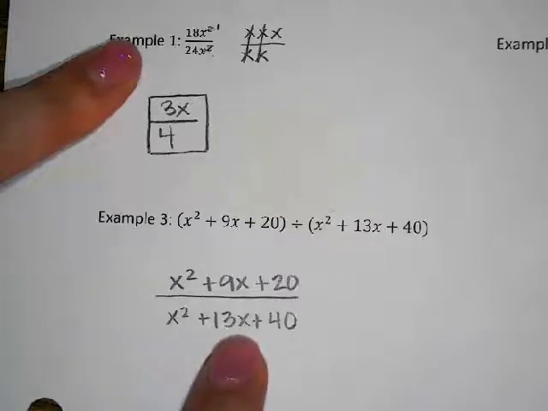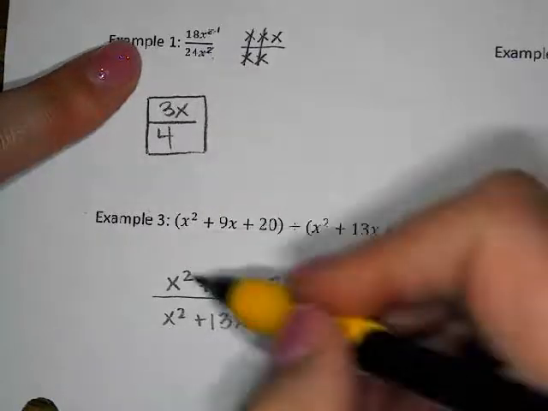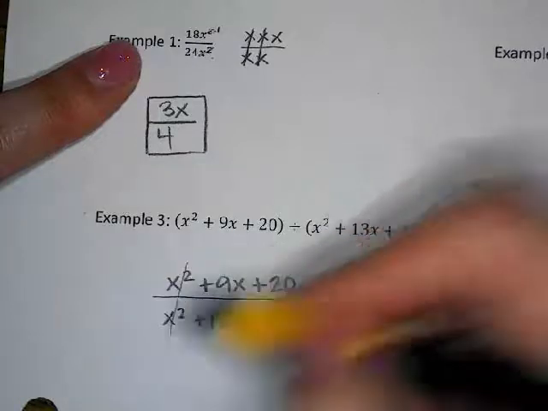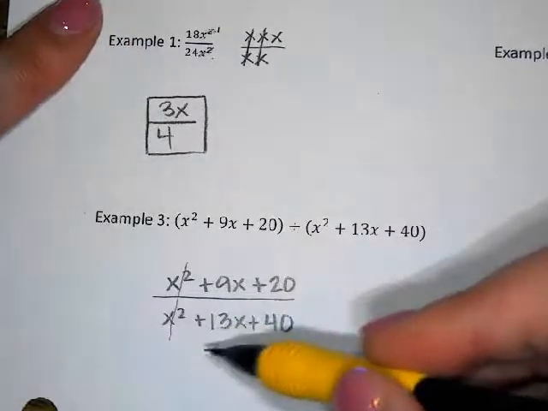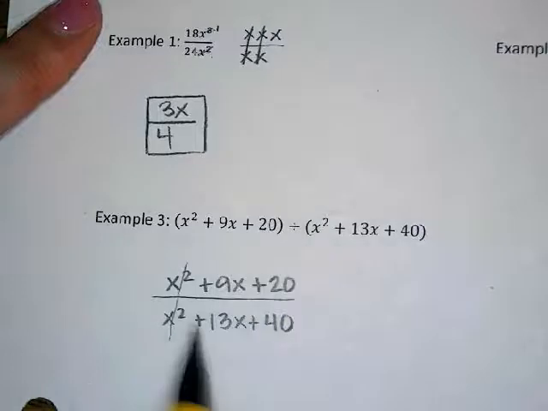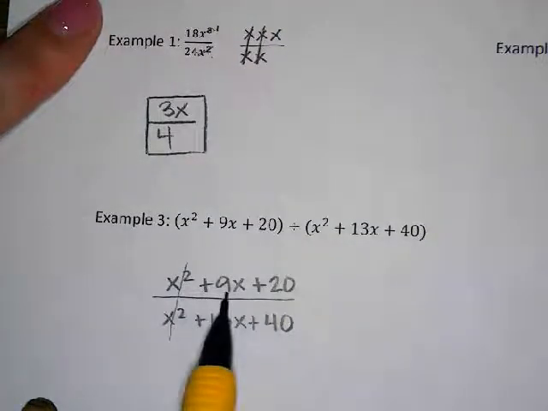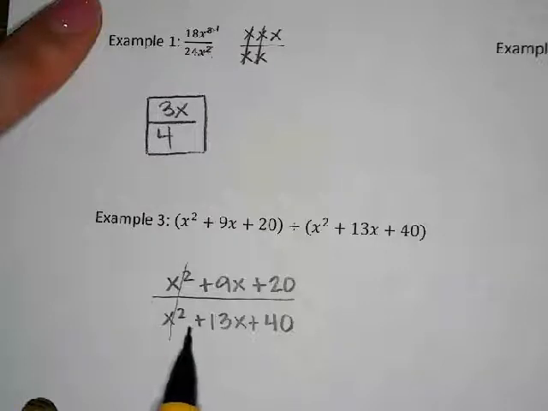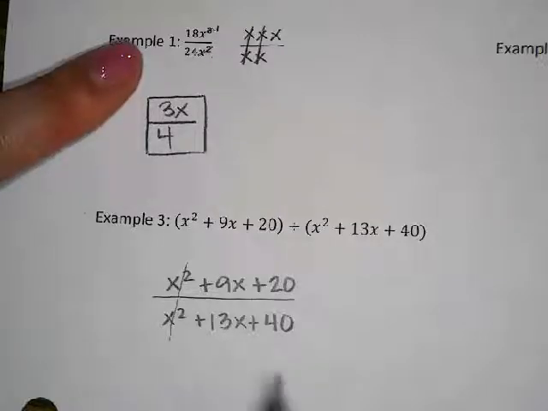Now some students will try to cancel x squared with x squared. They'll try to do that, and that does not work because this right here is an addition problem, and this right here is an addition problem, and addition and division do not cancel out. Does that make sense? Adding and dividing do not cancel out.